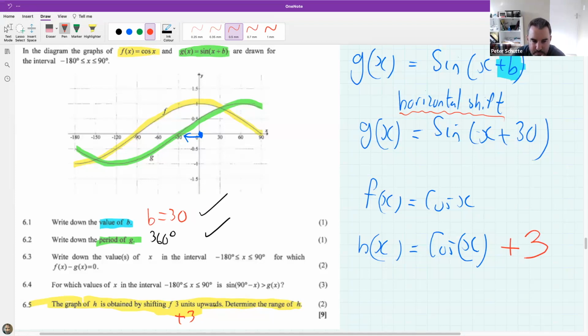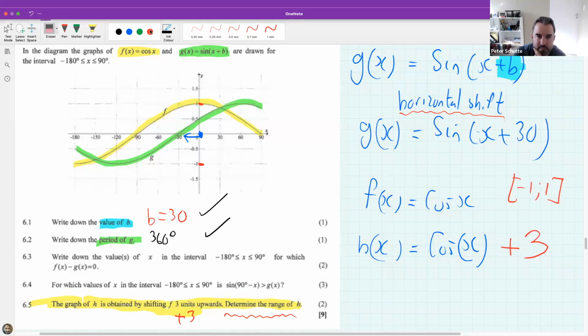Now, the second part of the question is determine the range of h. Now, the normal cos graph has a range, and you can even see it here. The range for the normal cos graph, the yellow graph, is between -1 and 1. What is the range going to be of h if you shift the graph up by 3 units? Normally it's between -1 and 1, but now you've shifted it up by 3. What's going to be my new range based on this transformation?